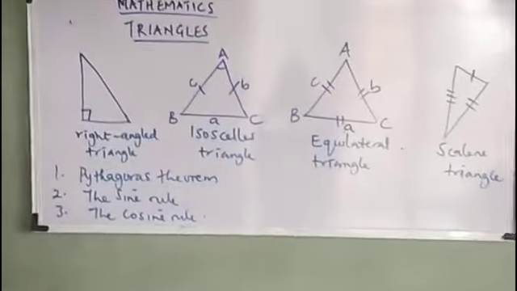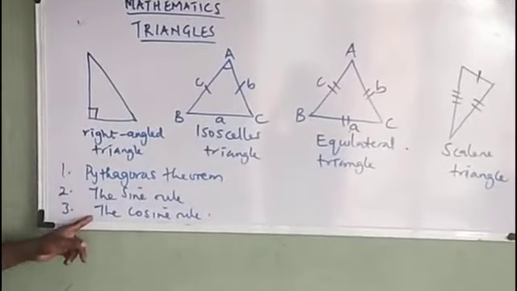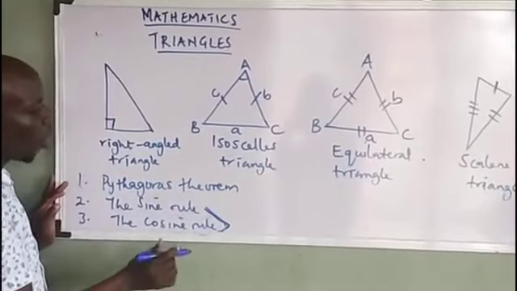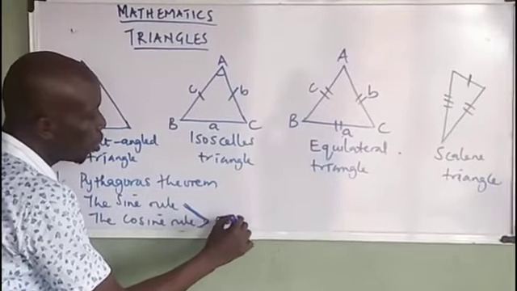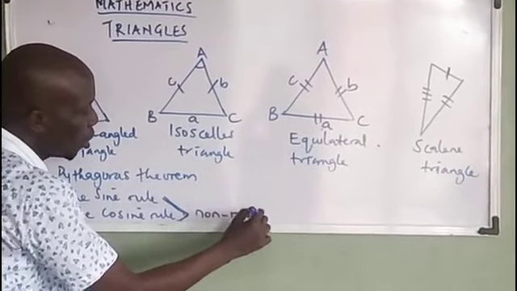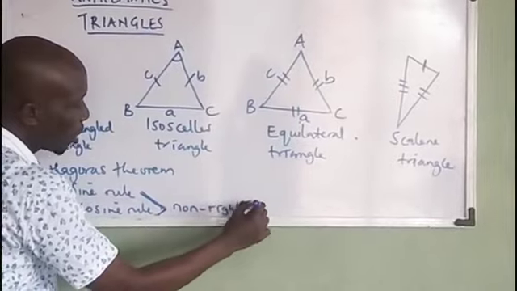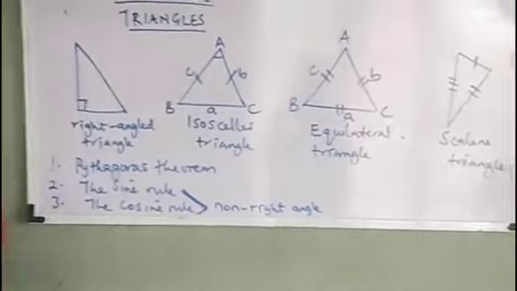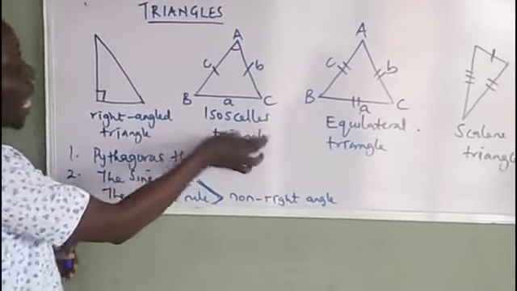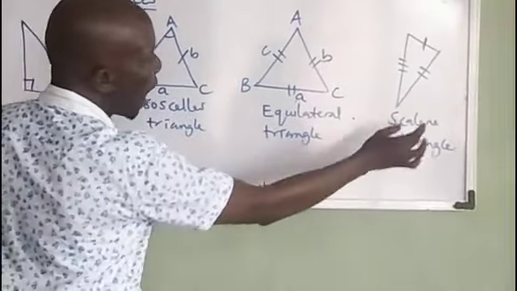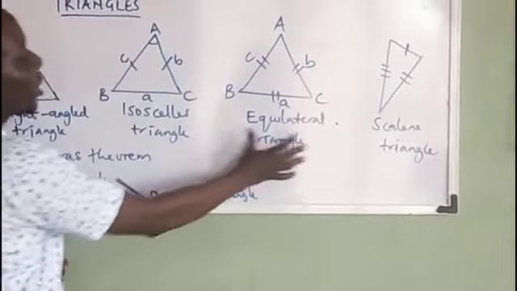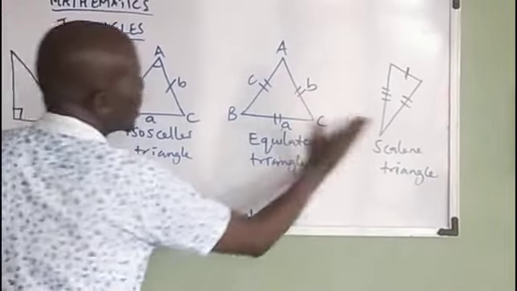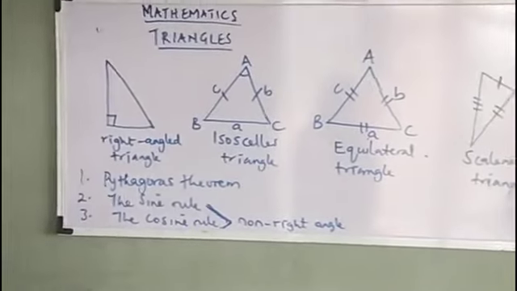But where do we make use of the sine and the cosine rule? We make use of the sine and the cosine rule for non-right angled triangles. Are you getting it now? What do I mean by non-right angle? This isosceles, equilateral, and scalene: none of the three triangles has a right angle. So, I classify them as non-right angled triangles. Is that good to now?